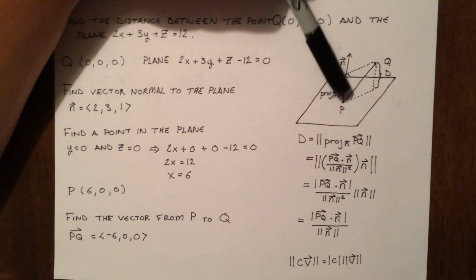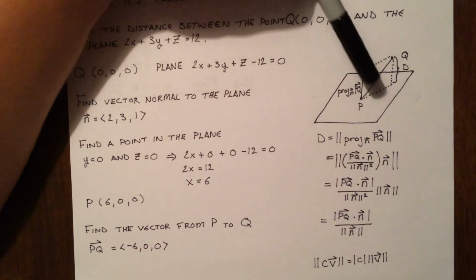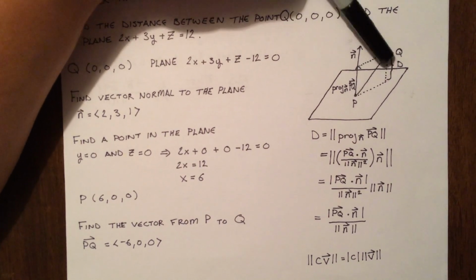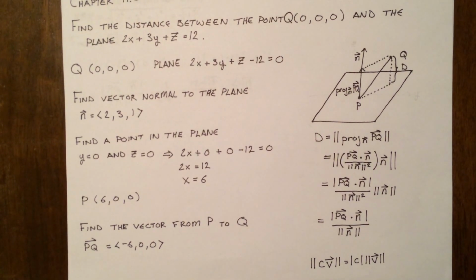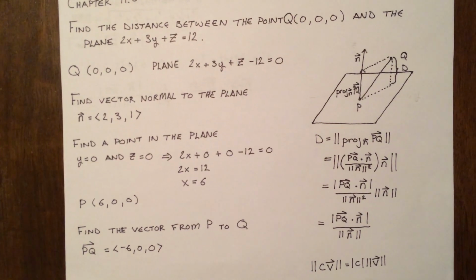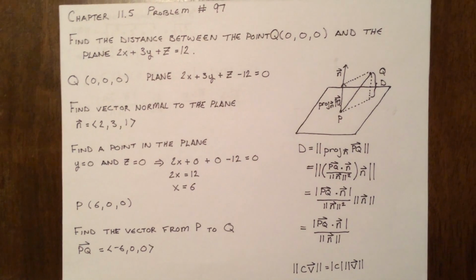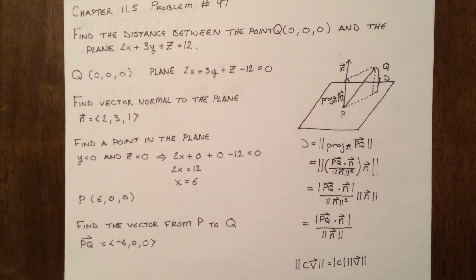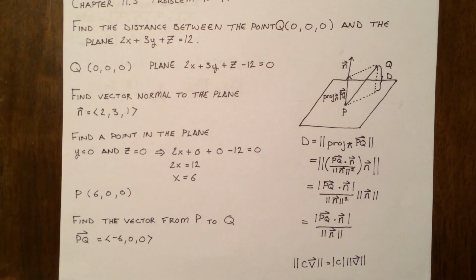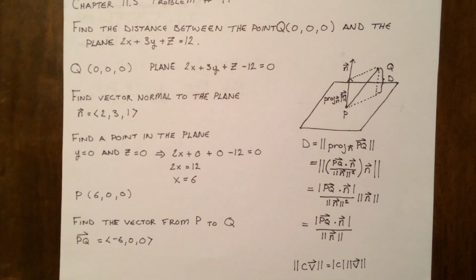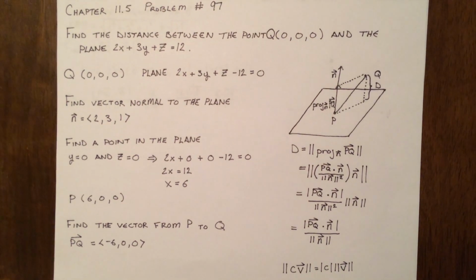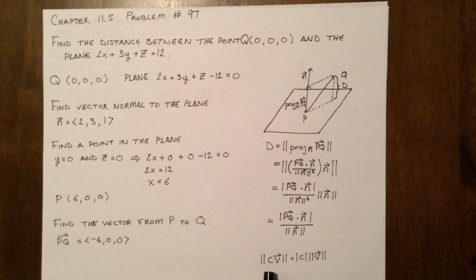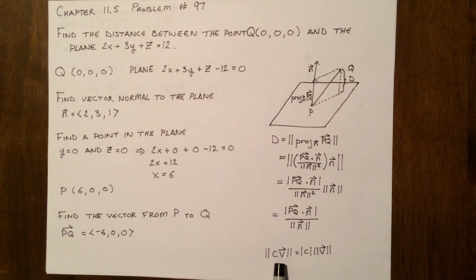And since this will be parallel with the distance between Q and the plane, we know that the size of this vector will equal the size of this distance here. So we get the distance equals the magnitude of the projection of PQ onto N, which can be rewritten as the magnitude of the vector PQ dot the vector N over the magnitude of the vector N squared times the vector N.